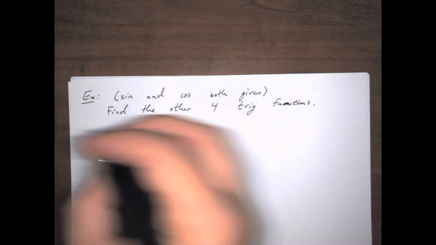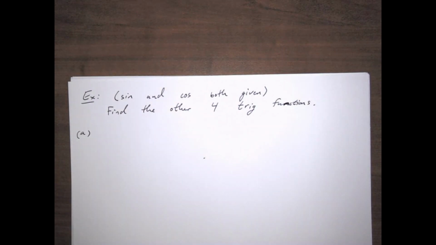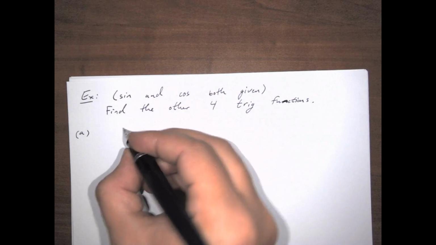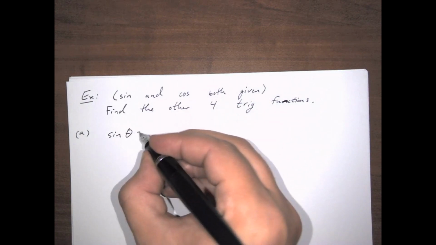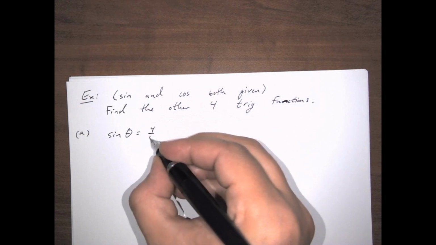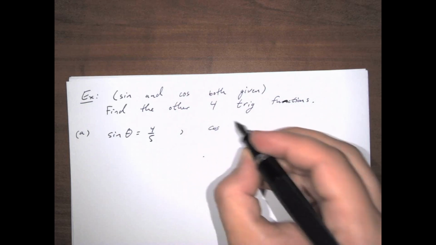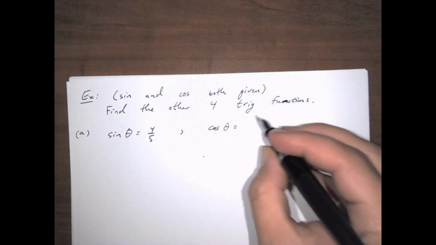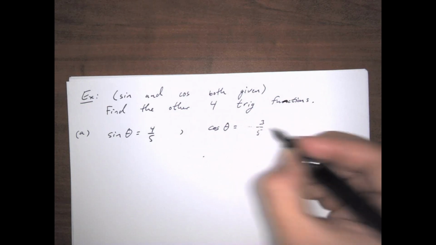All right, so first let's just start with something like this. Sine theta is equal to 4/5. Cosine theta is equal to -3/5. All right.